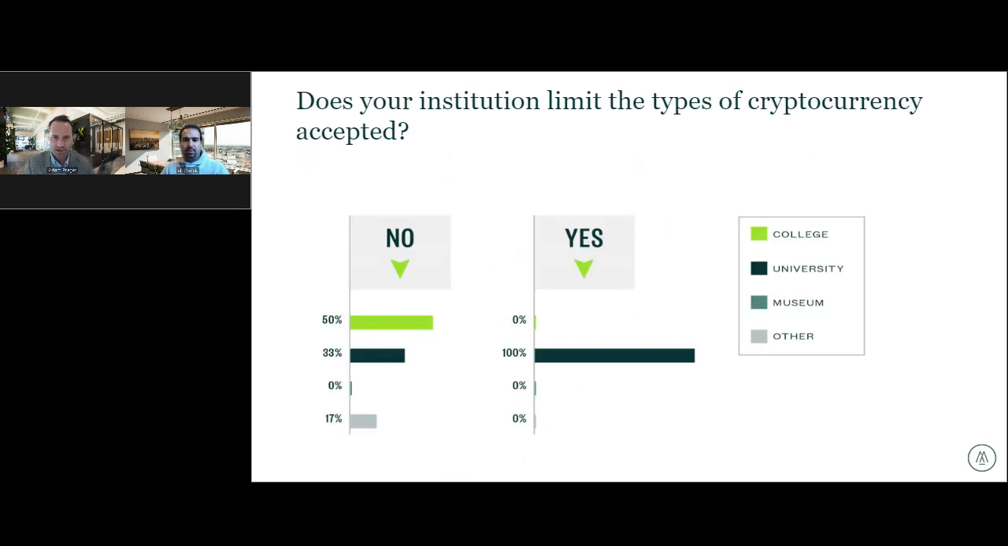In terms of limiting the type of cryptocurrency that you accept, a lot of what Ali was alluding to earlier, for instance, do you have a policy that you would accept Bitcoin and not Dogecoin, or things like that? It looks like all universities that accept it do have a limitation, but about half the colleges don't have a limitation on the type of crypto.